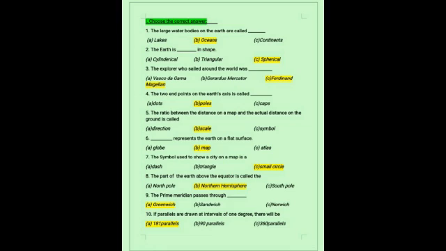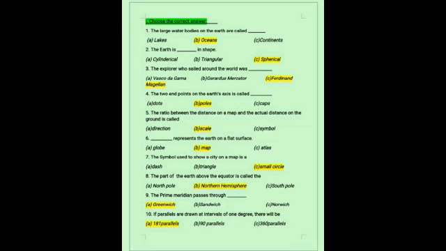Fourth one, the two endpoints on the Earth's axis is called dash. A dots, B poles and C caps. It is option B, poles. Fifth one, the ratio between the distance on the map and the actual distance on the ground is called dash. Direction, scale and symbol. So fifth, the answer will be option B, scale. Sixth one, what represents the earth on a flat surface? When it is a flat surface, what will be your answer, children?